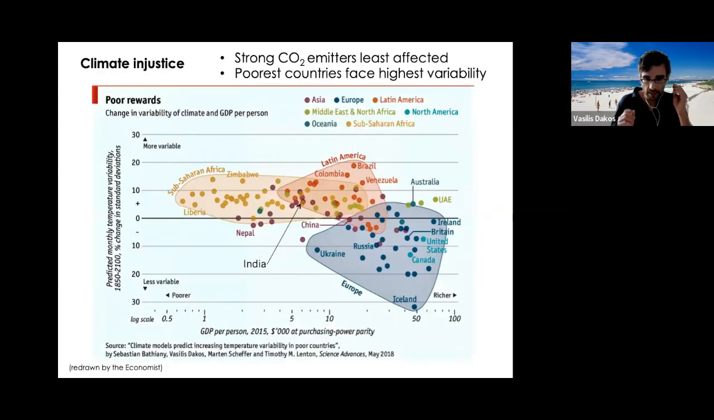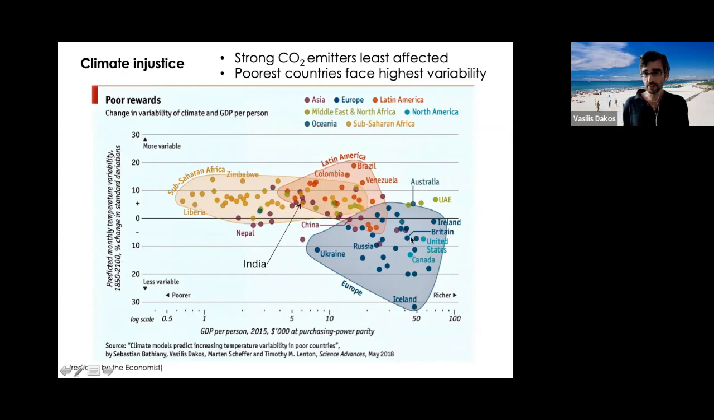With this type of information, we were also able to construct a map and highlight something that has been demonstrated also in the past about this climate injustice, meaning that if you plot countries per GDP, so how rich a country is, on the x-axis, and you plot on the y-axis what we found, how variable the climate will be in the future, there is more variability above zero and less variability below zero.